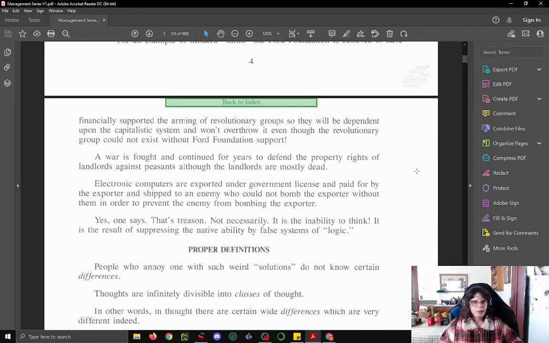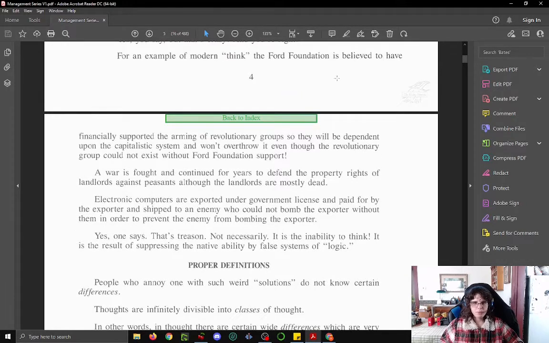Hold on. I gotta reread this. The Ford Foundation is believed to have financial... Okay, did the Ford Foundation financially support the arming of revolutionary groups? Or did it not? I don't want "is believed to have." I want to know if they did. So they support the arming of revolutionary groups so they'll be dependent upon the capitalistic system and won't overthrow it, even though the revolutionary group could not exist without Ford Foundation support.